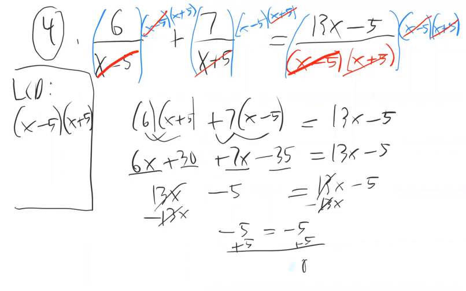Hold on, my pencil is not working very good. 0 equals 0. So if you get 0 equals 0, then this is actually always true, except in certain cases though. So x could be any value. X is equal to any number, any solution, except there are two solutions that don't work.